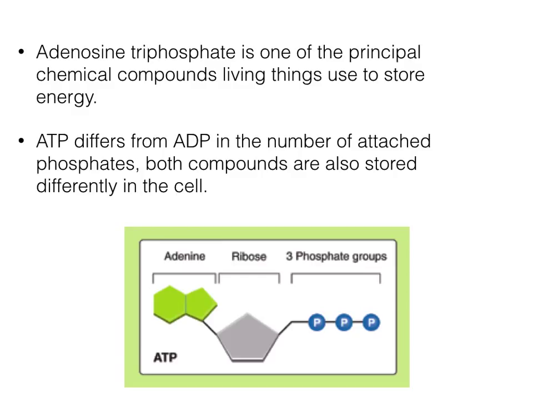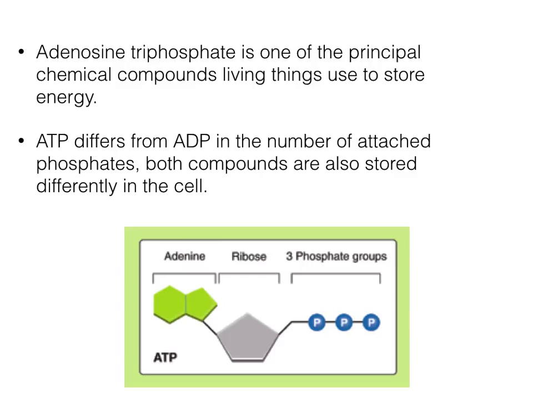Adenosine triphosphate is one of the principal chemical compounds living things use to store energy. ATP is what adenosine triphosphate is generally referred to as. It differs from ADP in the number of attached phosphates. Right, so ADP would only have 2 phosphates. ATP has 3. Adenosine di, 2; adenosine tri, 3.